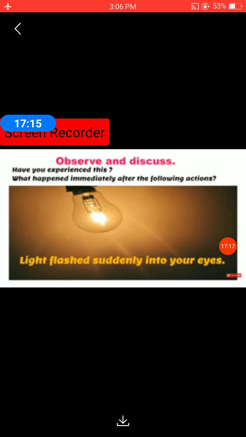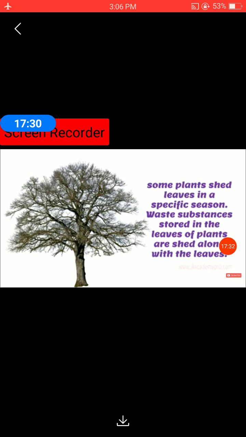Now observe this, students. Have you experienced this? What happened immediately after the following actions? If a light is flashed suddenly into your eyes, how will you feel? You just try this. Also, some plants shed leaves in a specific season. Waste substances stored in the leaves of plants are shed along with the leaves.